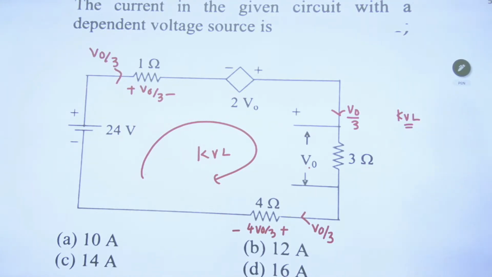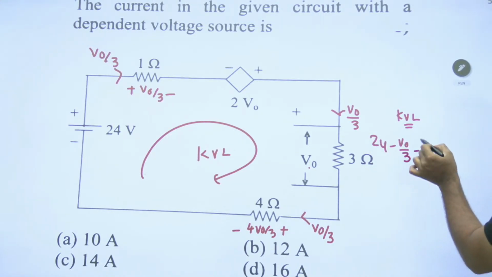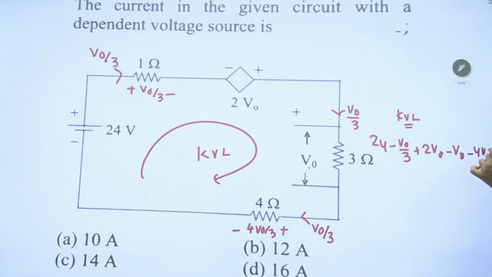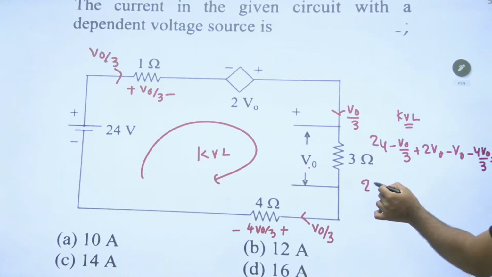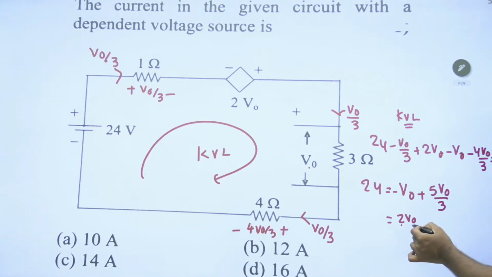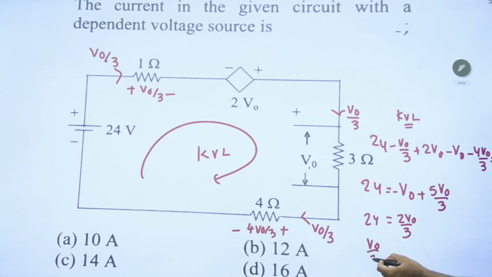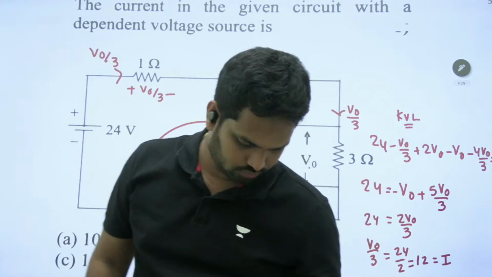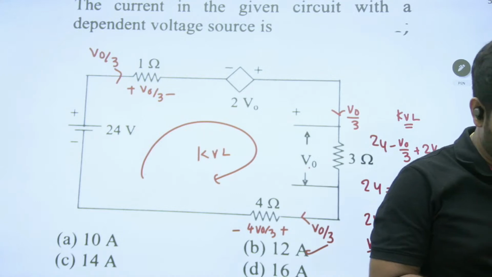KVL चाचा बताओ यार. 24 नेगेटिव से पॉजिटिव, माइनस V naught by 3 नेगेटिव से पॉजिटिव, प्लस 2V naught पॉजिटिव टू नेगेटिव, माइनस V naught पॉजिटिव टू नेगेटिव, माइनस 4V naught by 3 इक्वल टू 0. So 24 equal to V naught plus 5V naught by 3 minus V naught. It will be 2V naught by 3. Right. So what is V naught by 3? 24 by 2, 12. That is your current time. एक ही single step में you will be able to solve it. Very good. 12, 12, 12. Sindhu Kumar, Sachin, Surya, right answers.